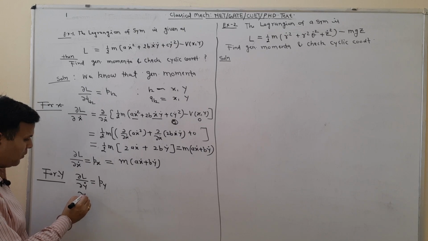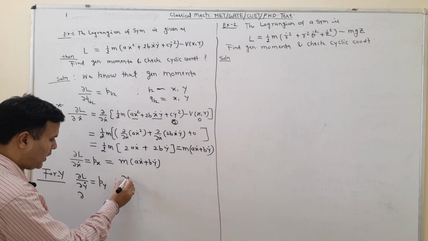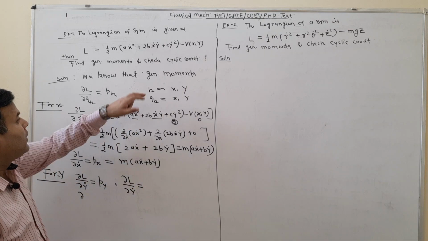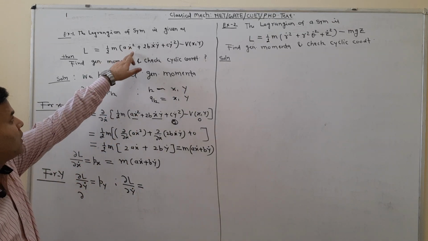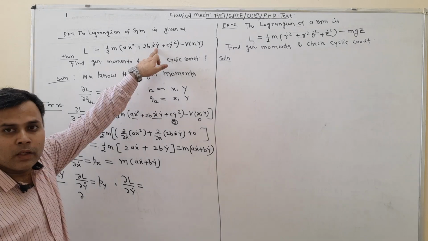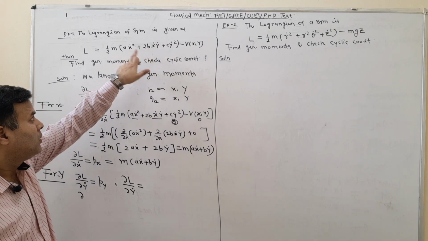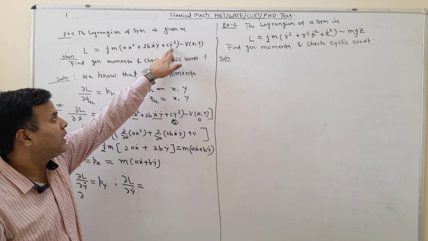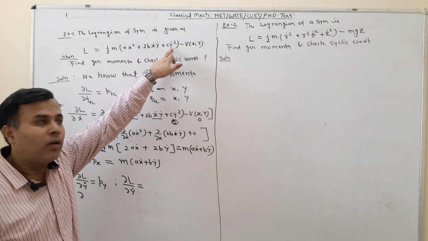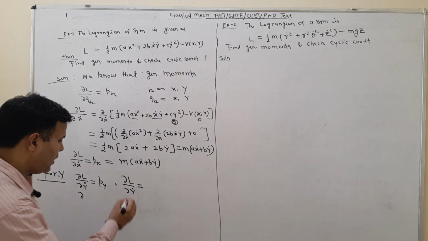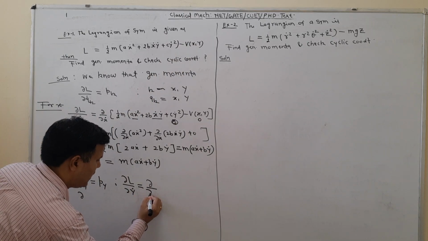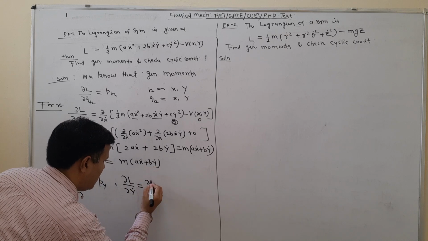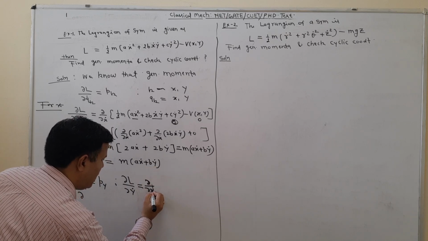So what is our del L upon del y dot? It means differentiating this Lagrangian partially with respect to y dot. So x dot is 0, y dot is 1. So we have this expression, and this y dot square is simply 2y dot, and this will again be 0. So this is del L upon del y, del upon del y dot.